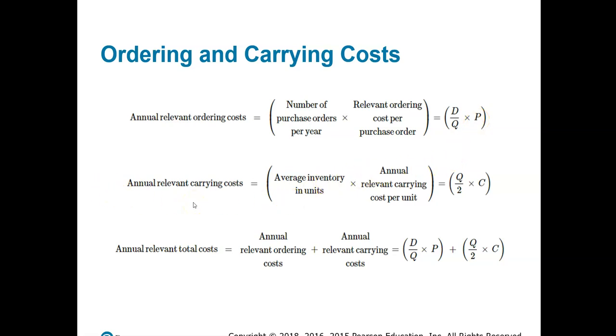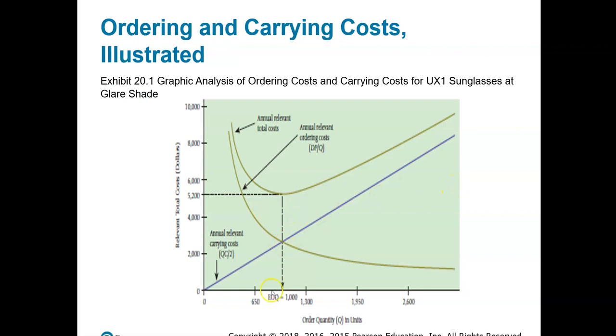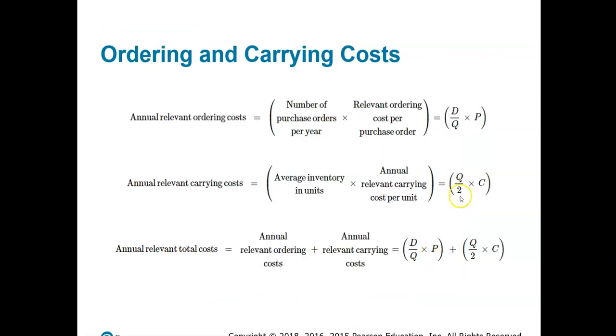For annual relevant carrying costs, I'm going to take my average inventory in units, which is my quantity ordered, and let's say for this one, 1,000 units in the illustration on the previous screen, divide that by 2, times the carrying cost per unit. So why am I taking my optimal units and dividing that by 2 to get my average inventory? Because I thought average inventory meant you take two numbers, combine them together, and then split that in half to get an average between the two.